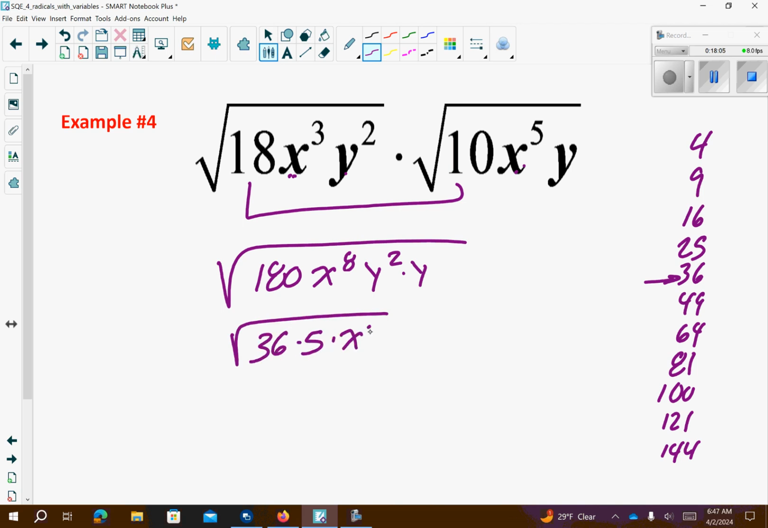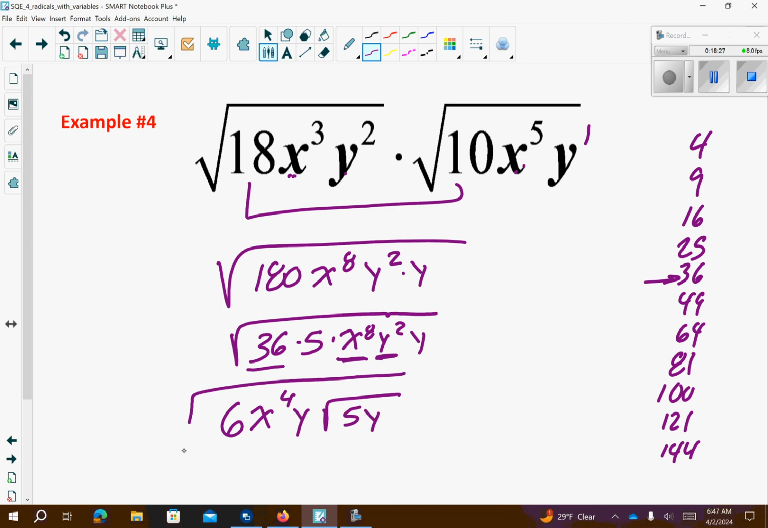36 times 5. Okay, and then I have x to the eighth, y to the second, y. Remember, that would have been y to the third, because if I add the exponents. So square root of 36 is 6. Square root of x to the eighth, we'll take half of it. So that becomes x to the fourth. Square root of y to the second is just y to the first, or just y. And then I'm left with 5y underneath the radical.